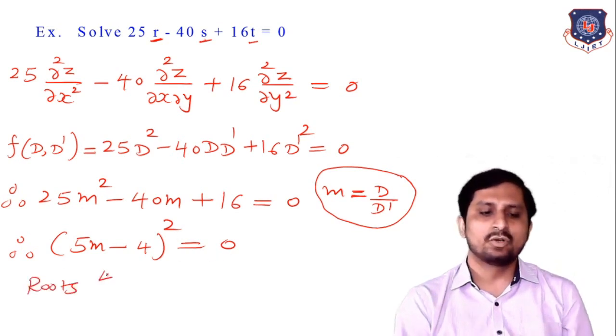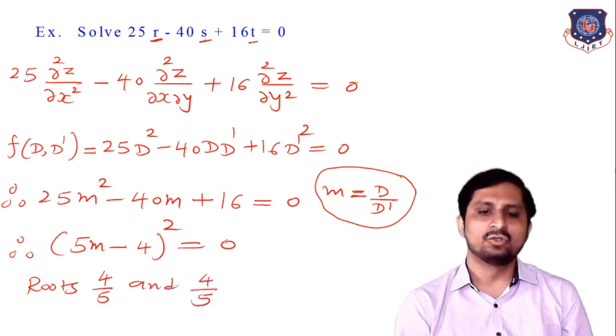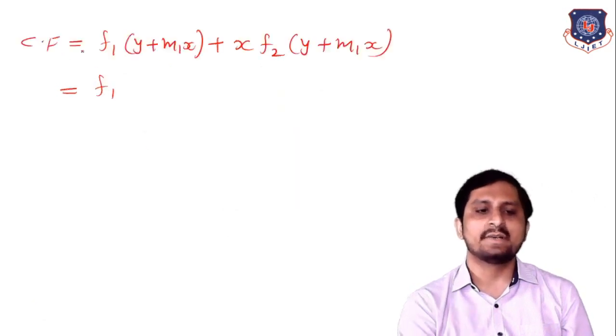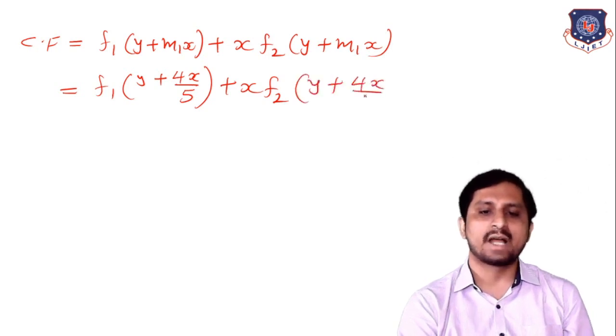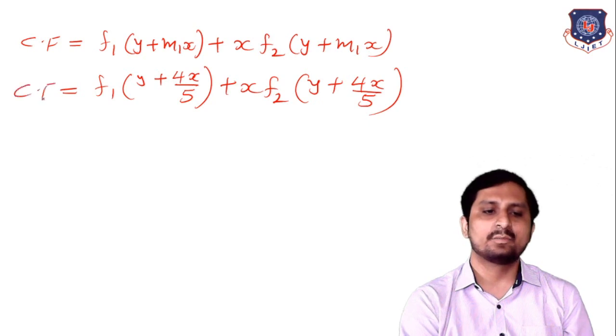So 5m minus 4 whole square is equal to 0, so roots are 4 by 5 and 4 by 5. So we have equal roots, right? And for equal roots, what is our rule to write the complementary function? Complementary function, I can write f1(y plus m1x) plus x into f2(y plus m1x). So f1(y plus 4x by 5) plus x into f2(y plus 4x by 5). Right? So this is my complementary function.